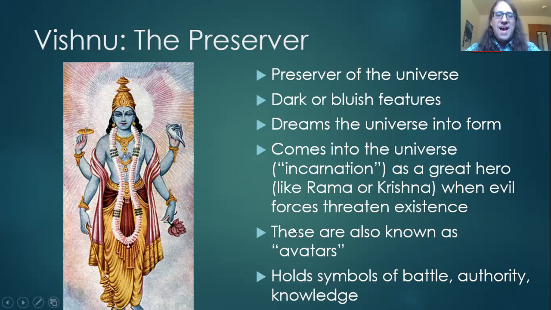These heroes are known as avatars, and some of their names are Rama or Krishna. Krishna is especially popular. Sometimes Vishnu is just worshipped as Krishna. Vishnu, interestingly, is usually depicted with dark features, or even more often blue features. That's kind of how you know it's him. And he sort of shapes the form of the universe, and his symbols are battle and authority and knowledge.